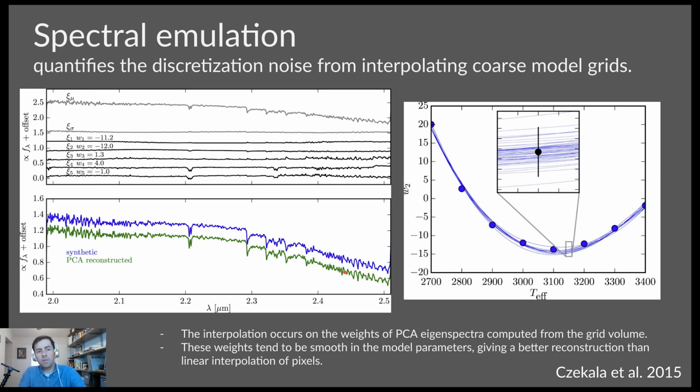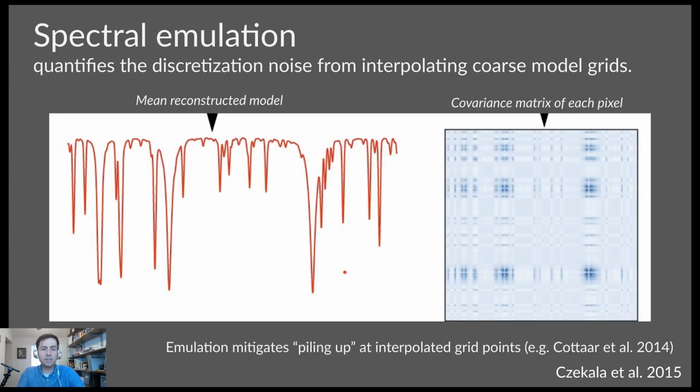What that operationally does is yield both the mean constructed model, but also the covariance matrix of each pixel with each other pixel. So like these two lines, for example, may be expected to correlate if they arise from the same physics.